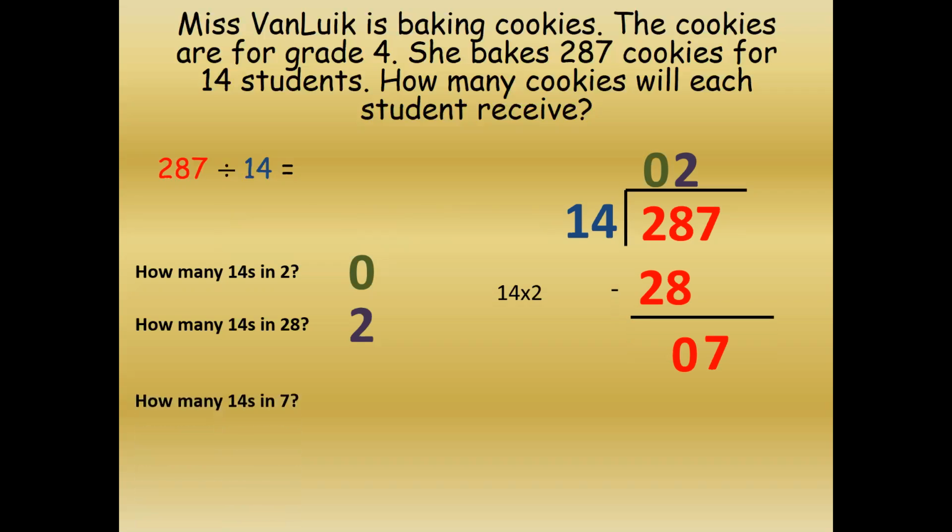So now we have to see how many 14s go into 7. So think about that for a second. Can you fit any 14 into 7? No, because 7 is too small compared to 14. So it means there would be 0 above the 7.